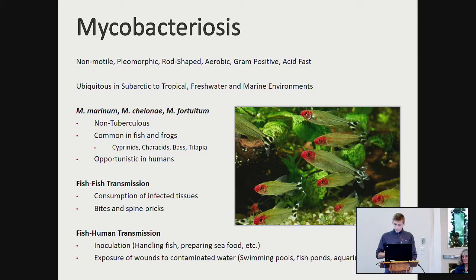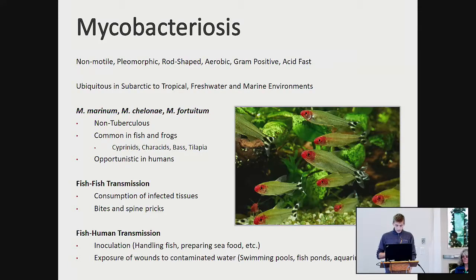Human infections tend to be opportunistic, typically in immunosuppressed people, but it can affect healthy individuals as well. Transmission between fish is usually by bites and spine pricks or the consumption of infected tissue. If you can imagine you have an aquarium, a fish that's infected dies, all the other fish are going to start scavenging on its body and are more likely to come into contact with the bacteria. Transmission between fish and humans tends to be via inoculation, so people that handle fish can get pricked with spines, or they can cut themselves with contaminated knives and utensils, usually when preparing seafood.